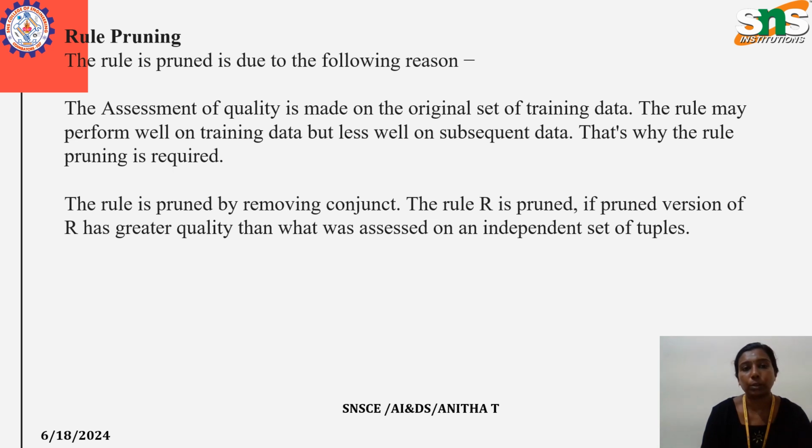Rule pruning. The rule is pruned for the following reason. The assessment of quality is made on the original set of training data. The rule may perform well on training data but less well on subsequent data. That's why rule pruning is required. The rule is pruned by removing conjuncts. The rule R is pruned if the pruned version of R has greater quality, as assessed on an independent set of tuples.